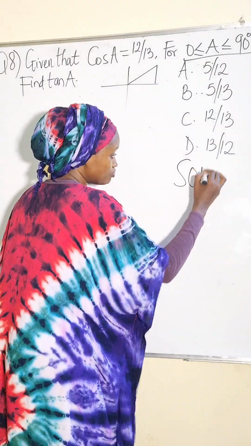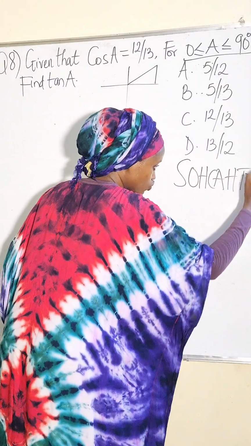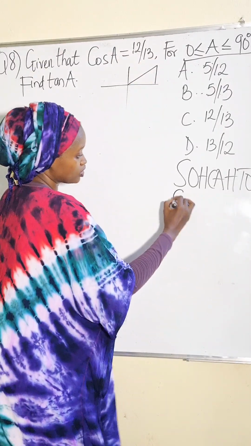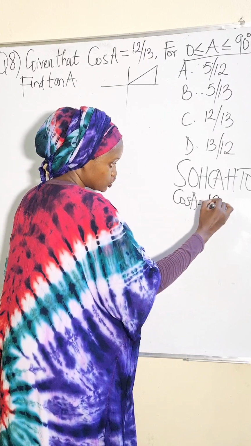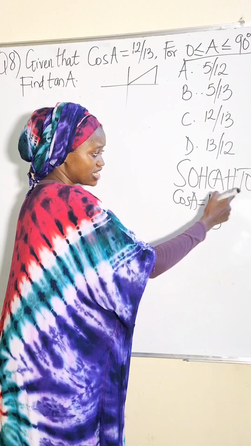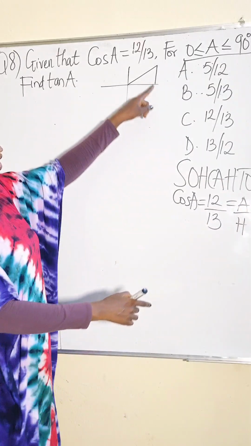Remember this. Anytime you're treating trigonometry, always write this by the side, your SOHCAHTOA, right? Cos A is 12 over 13. So write this. This is going to be our rough work. Cos A is 12 over 13. What does cos stand for? Cos is adjacent over hypotenuse.